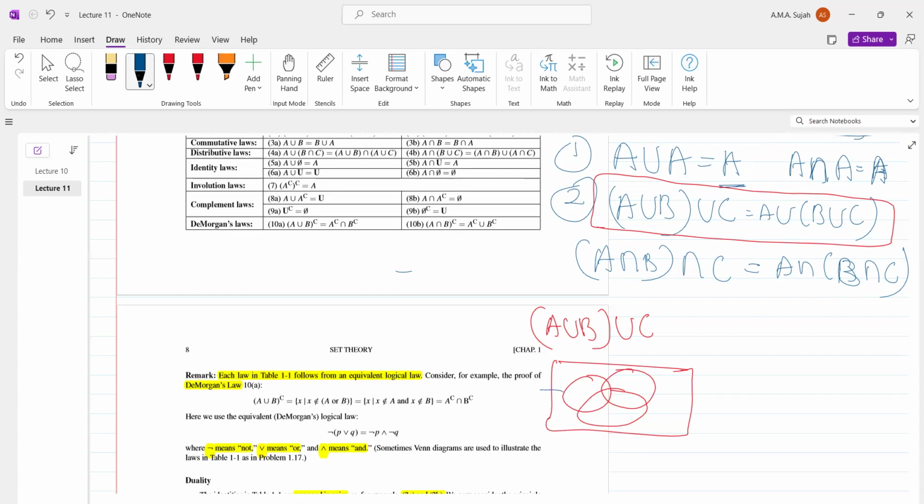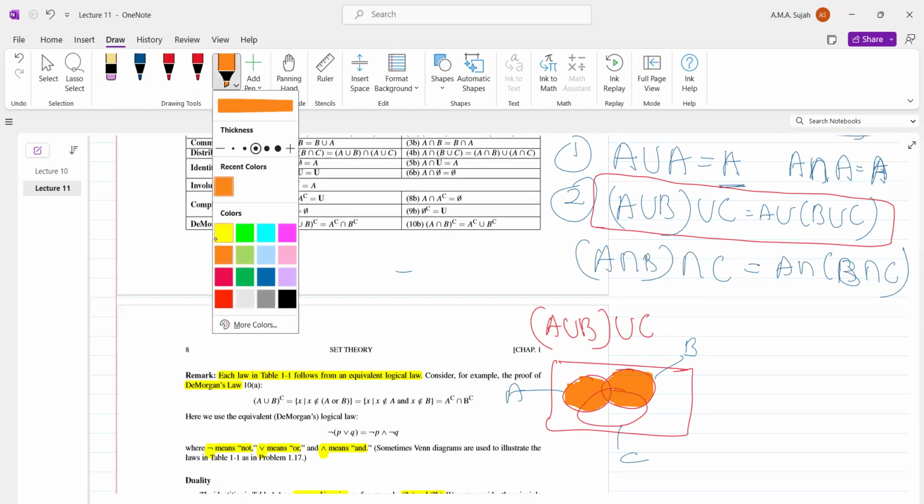Okay, just consider this is A, this is B, this is C. Now tell me, what is A union B? A union B means this one and this one, right? So this is A union B, right? So now they are asking A union B is this area.